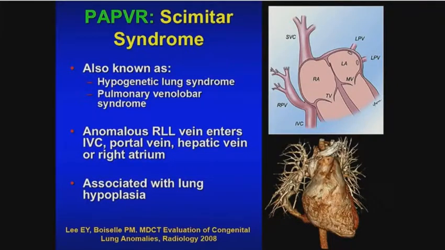In this condition, the venous drainage is abnormal. Here, as you can see, it drains into the IVC, or it could be the portal vein, hepatic vein, or right atrium, associated with lung hypoplasia, typically ipsilateral on the right side.